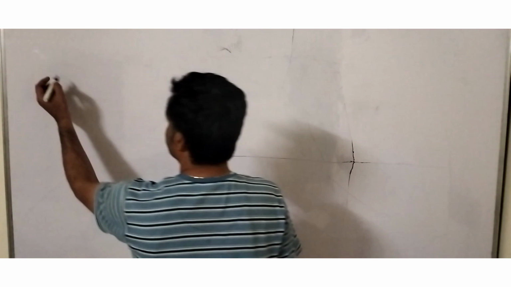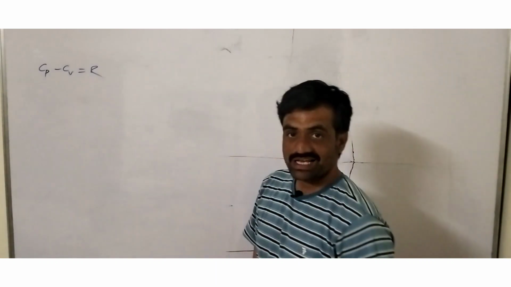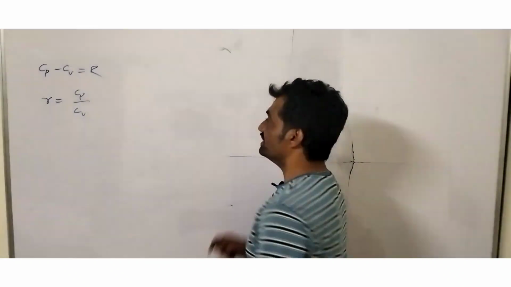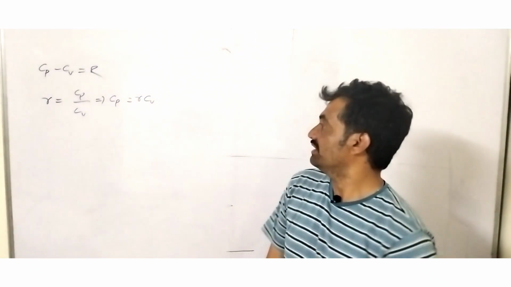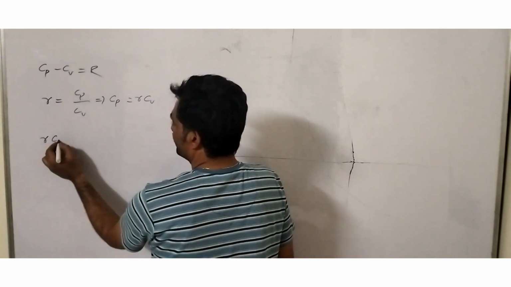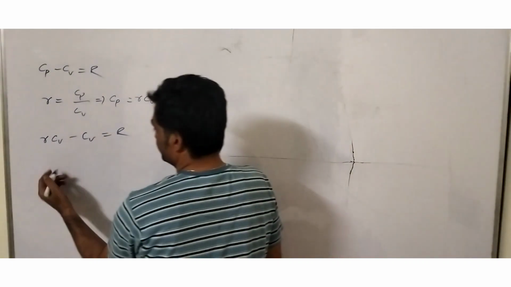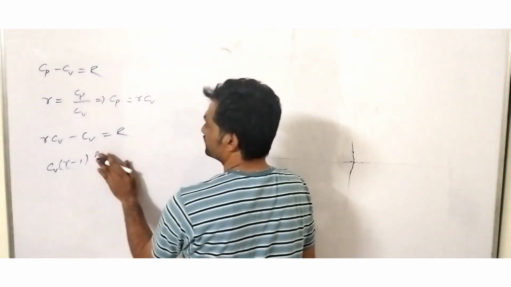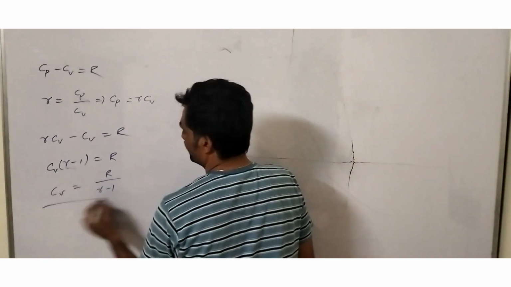So, as we had represented that C suffix P minus C suffix V equals R, as well as gamma equals C suffix P by C suffix V, we can represent specific heat at constant pressure as gamma into C suffix V, where gamma is an adiabatic constant. When we substitute this in the equation, observe that gamma into C suffix V minus C suffix V equals R. Taking C suffix V as common, C suffix V into gamma minus 1 equals R. Then C suffix V equals R by gamma minus 1.